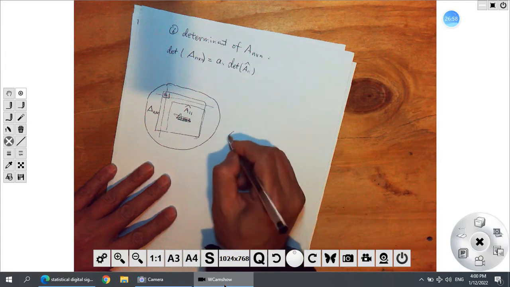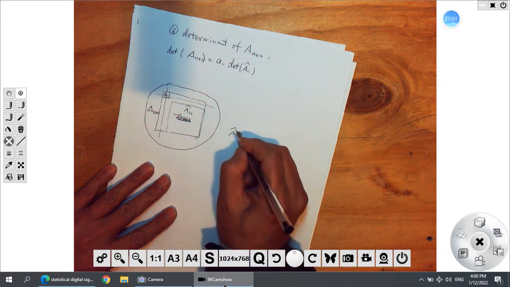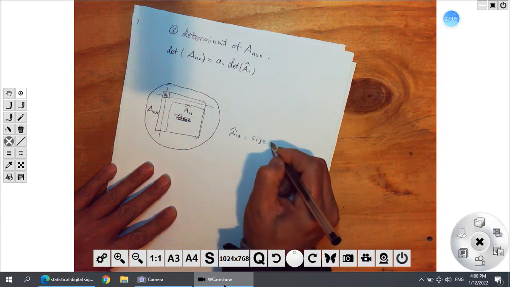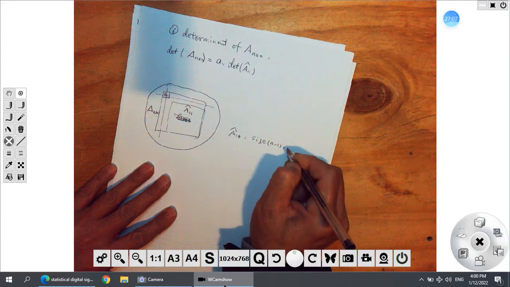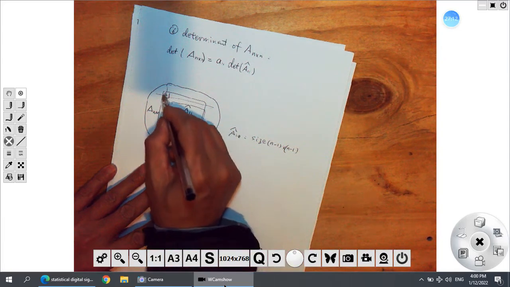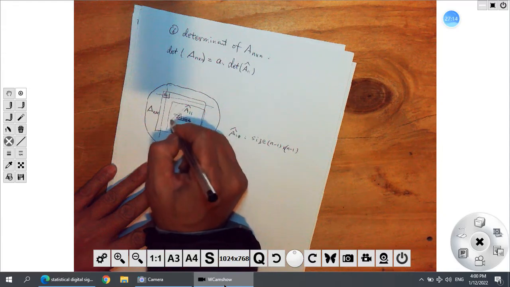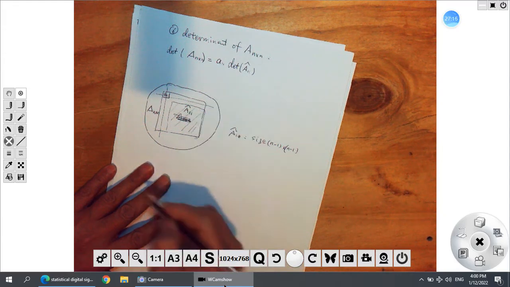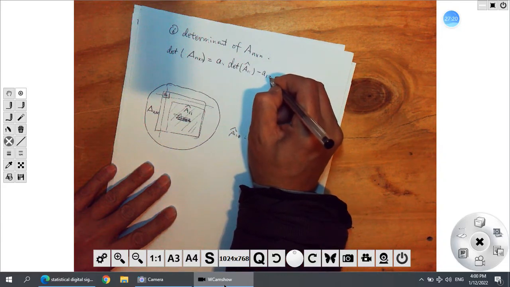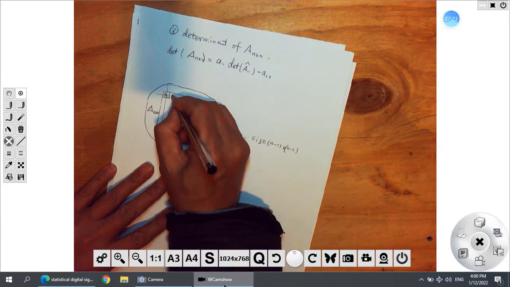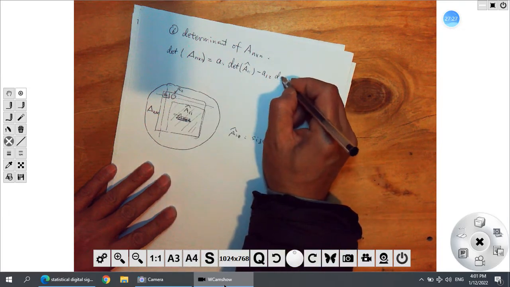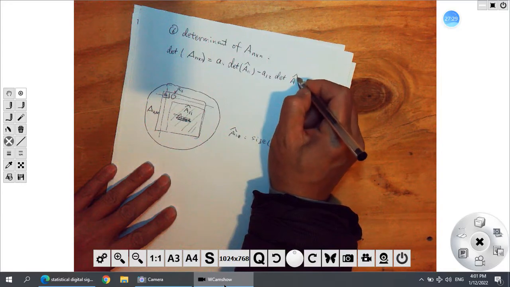A hat 11 has size n minus 1 times n minus 1, so it's a smaller matrix. We remove the first row and first column and get a smaller matrix. This is A11. And minus A12, which is here, times the determinant of A hat 12.